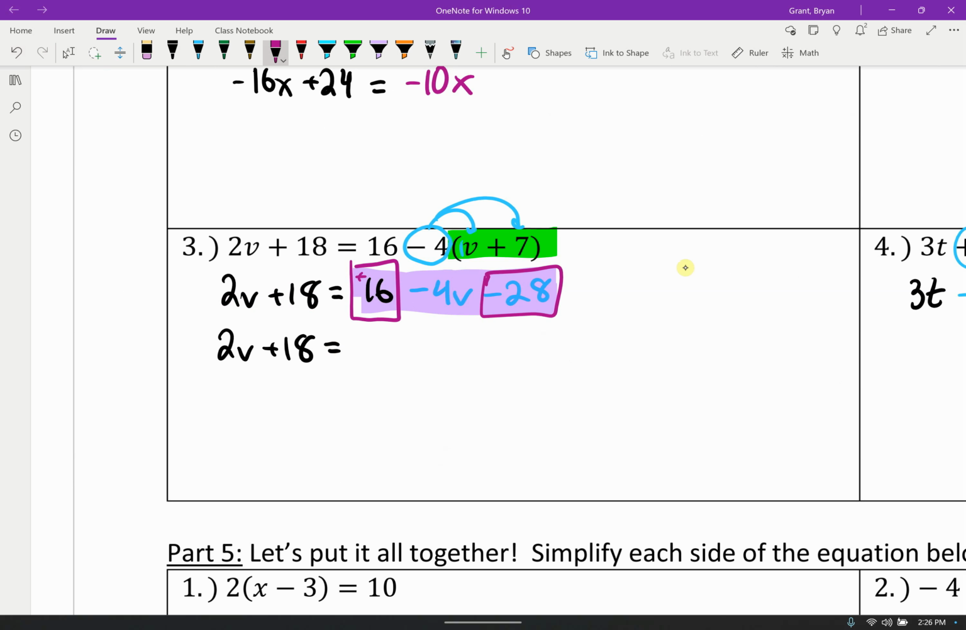And we just read straight through. Positive 16 minus 28, well, that is negative 12. So I'll put the negative 12 here. Negative 4v didn't change at all. I tried to turn it into a y, though. Negative 4v is here, and this negative 12, we now, because there's another number here, write it as a minus 12. And that's as simplified as possible.